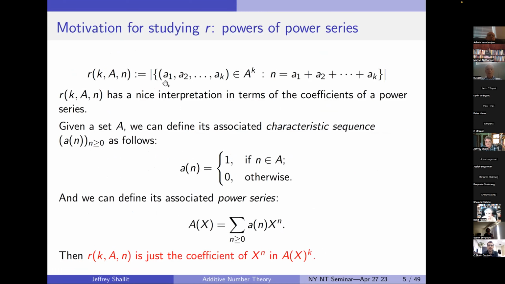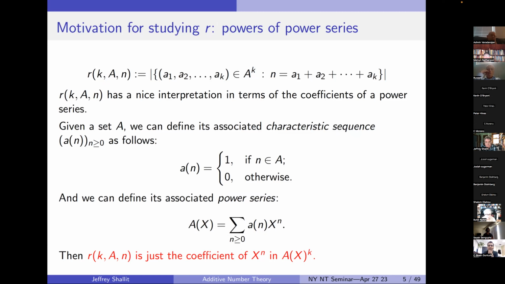Remember, R is the number of representations of n as a sum of k elements from A. If you take your set A and define the associated characteristic sequence a(n), which is just 1 if n is in A and 0 otherwise, and you make a power series out of these, the sum of a(n) x^n, then what is this R_k(A,n)? I'm sure everybody here in the audience knows that this is just the coefficient of x^n in the kth power of the formal power series A(x).